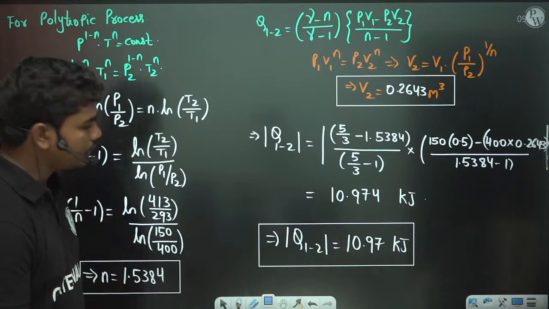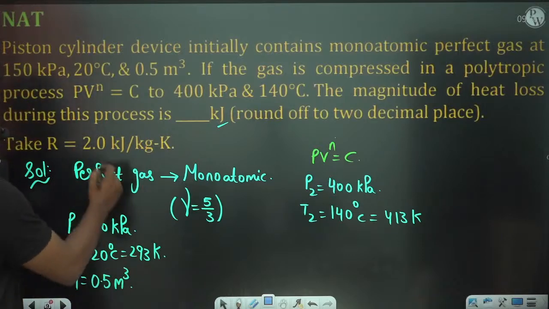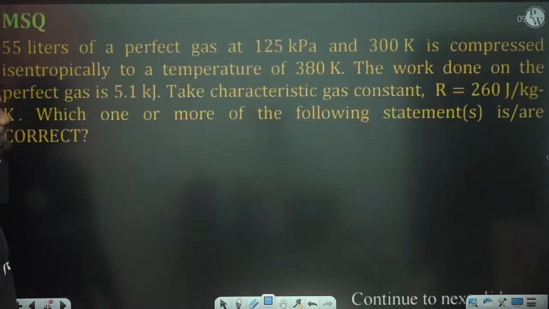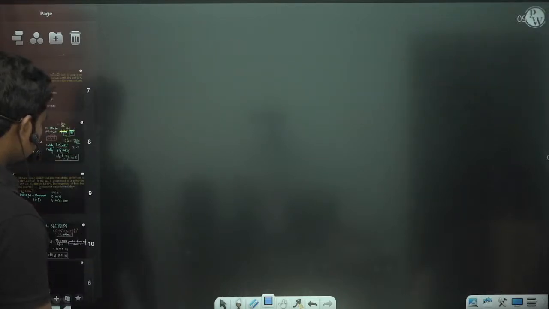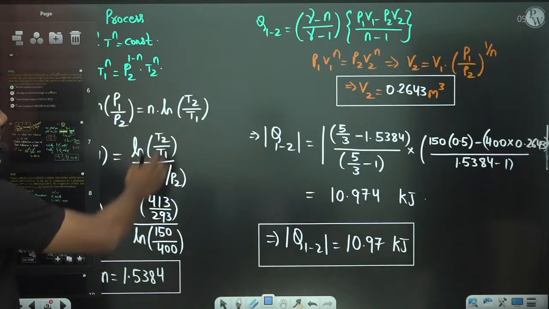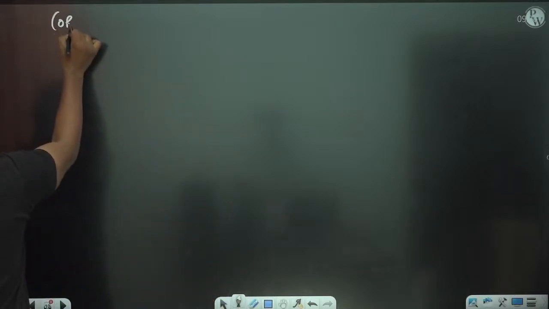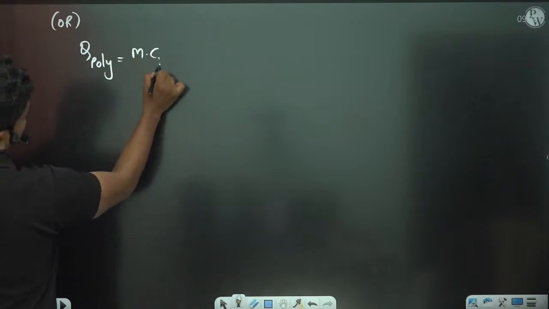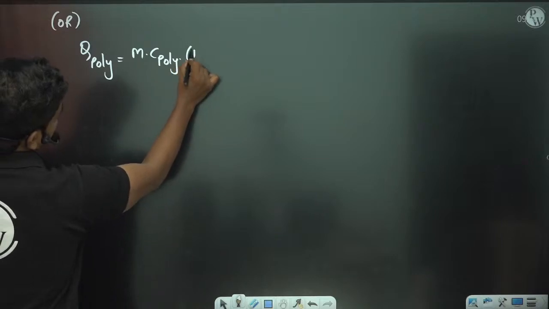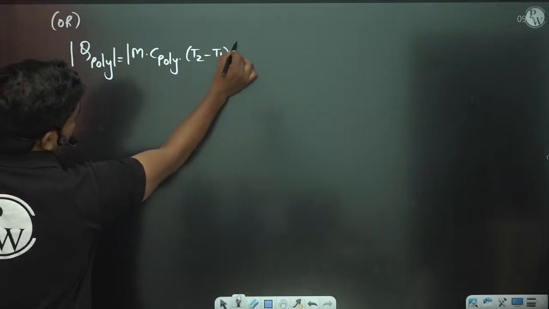Look, the temperature difference is known to you. Maybe this R might have been given for this; if you solve the problem in this way you might get this answer. Look, I'll show you why they have given you R. This is the way we have solved the problem: we calculated n, then we calculated V2, and we calculated 10.97. This problem can also be solved as heat interaction in this polytropic process is mass times polytropic specific heat into T2 minus T1, correct? If you want the magnitude, then the magnitude is what you have to keep.